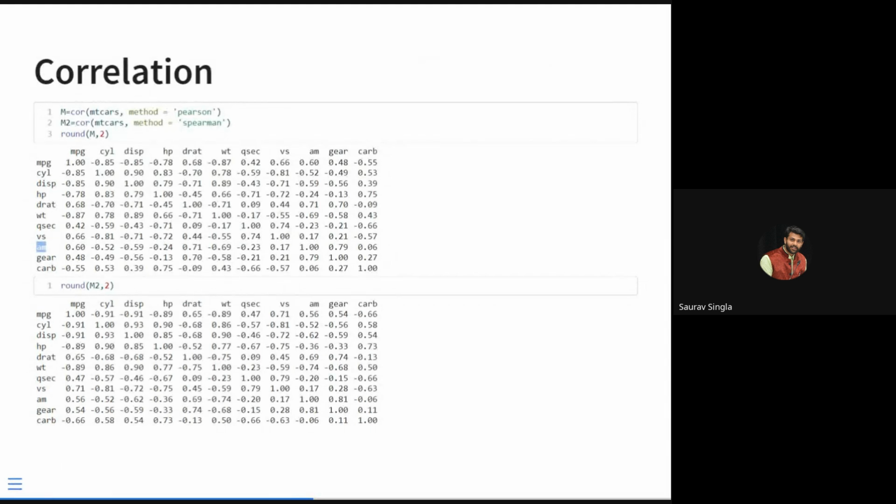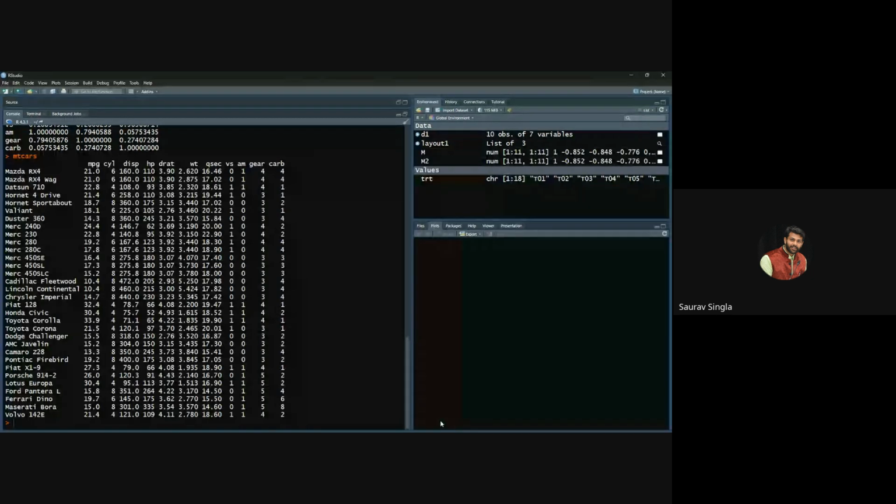Cars. Okay, let me stop the screen and share another setting. Stop sharing and share window. It is showing. Is it showing?